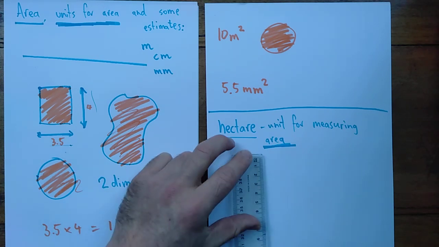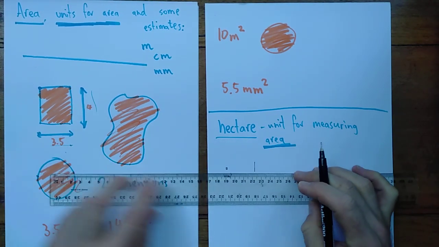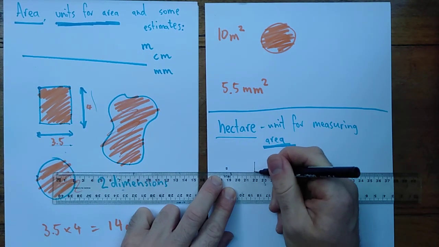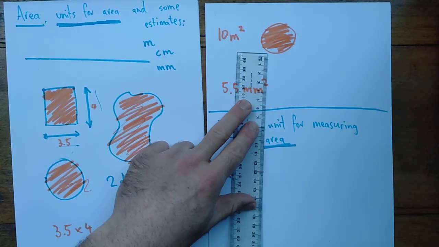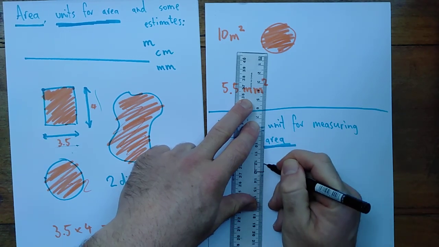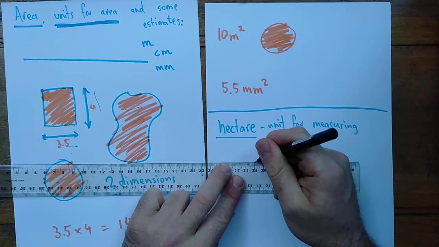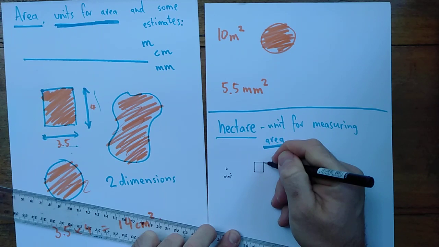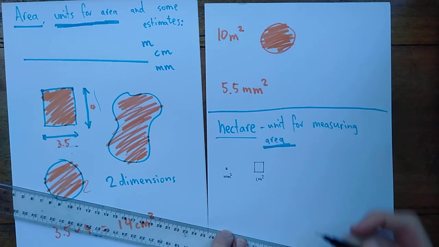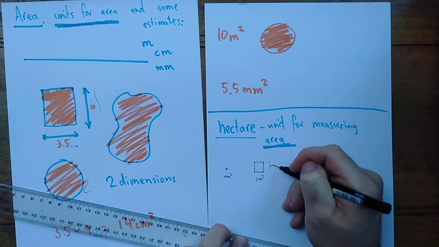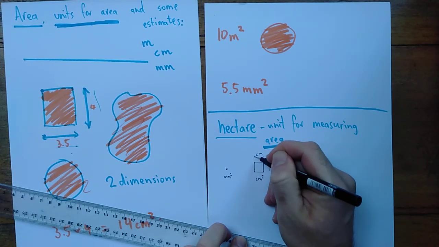As you might guess, a centimeter squared is 1 centimeter wide and 1 centimeter long. Oh, I haven't drawn that too neatly, but it's all right. So this is a centimeter squared. And its dimensions I can show on here are 1 centimeter wide and 1 centimeter long.